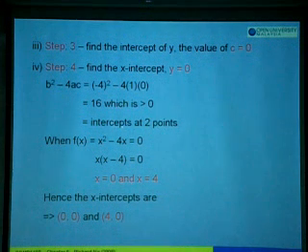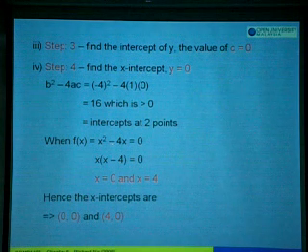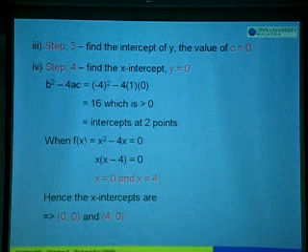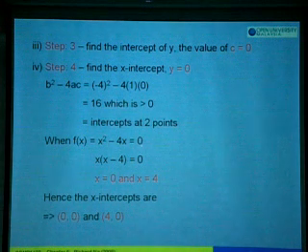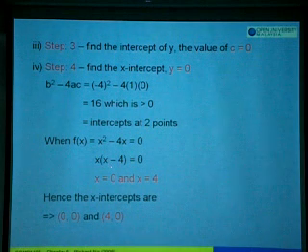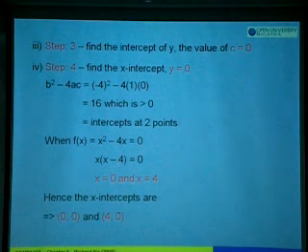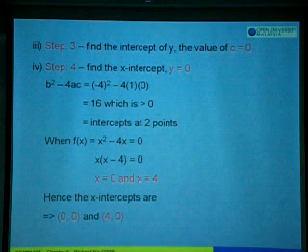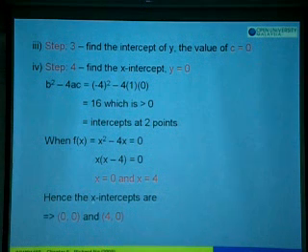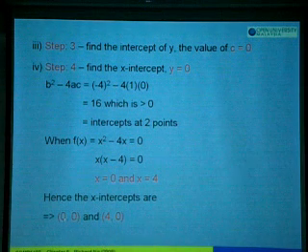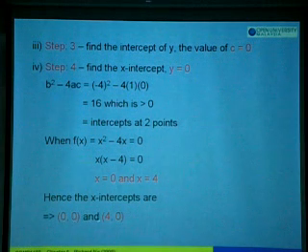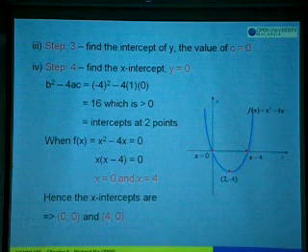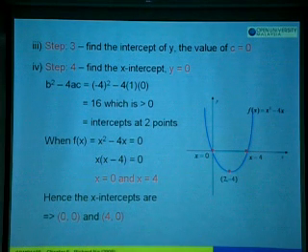Alright? So to find the two intersection points, we substitute y equals 0. So take the function f(x), which is equal to y, so equals 0. Factorize this equation, we will get x times (x minus 4) equals 0. Therefore x is equal to 0, and then x equals 4. So therefore we can say the x-intercepts are (0, 0) and (4, 0). Hence the graph will be something like this.